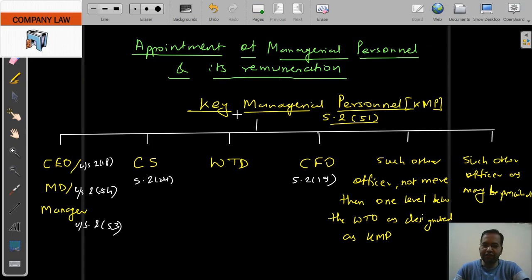So it is not necessary that the manager should be a director of the company. But we will talk about that: a company may not appoint both a managing director and a manager at the same time.